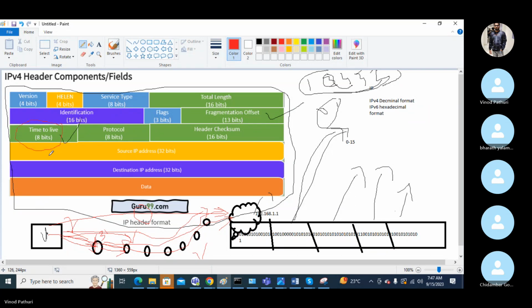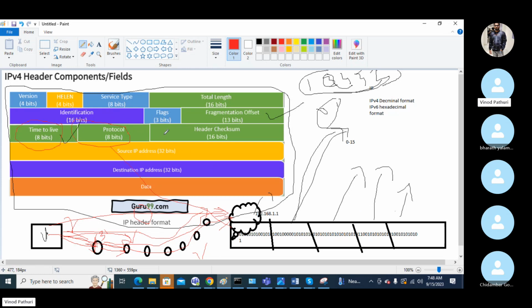And the next one is the protocol. You know what protocols we are using? TCP, transport layer protocols. Either TCP or UDP. Okay, each one has 8 bits. So whether it is TCP or UDP, it has some data. Like in TCP, we will have source IP, destination IP, source port, destination port details, whenever it is transferring the data.